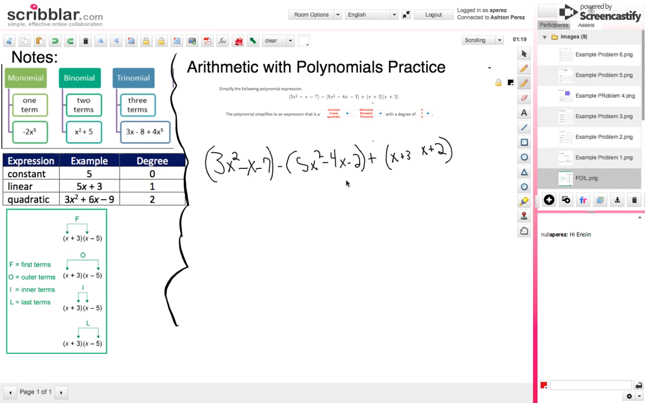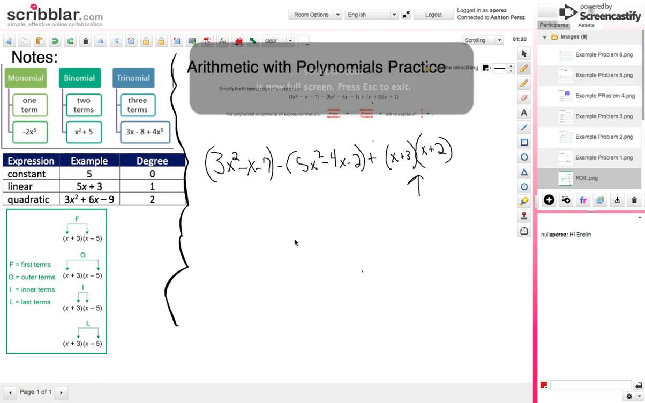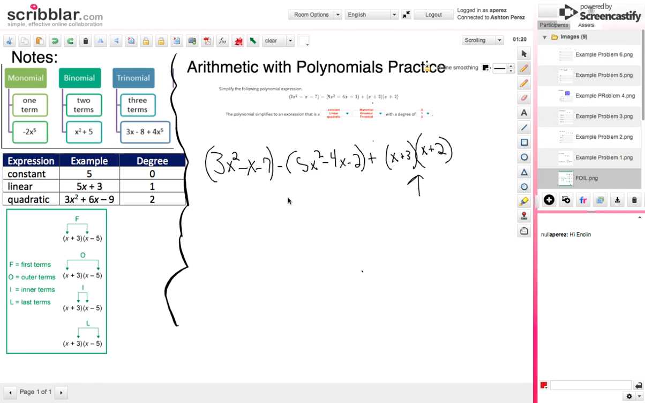I rewrote the problem down here. So let's go ahead and dive into it. The first thing you want to notice is that there's different operations that need to be done on this expression. Here we're obviously going to use this FOIL technique.